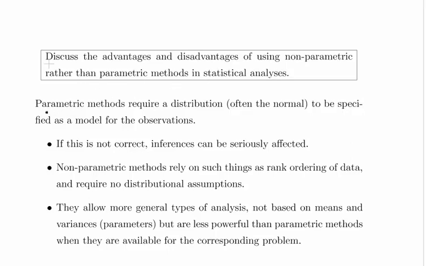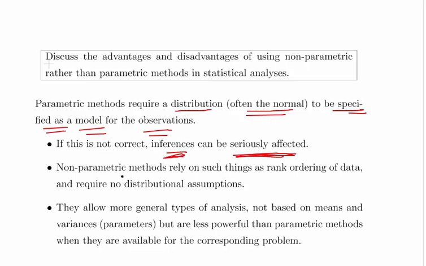So, parametric methods require a distributional assumption, often the normal assumption, to be specified as a model for the observations. That is to say, we assume that the observations are normally distributed, or the variable of interest is normally distributed and so on. Now, if that's not correct, inferences, and here inferences means hypothesis tests, confidence intervals, any sort of conclusion drawn upon those, can be seriously affected. Okay, so we might reject a null hypothesis where we should have failed to reject it and so on.